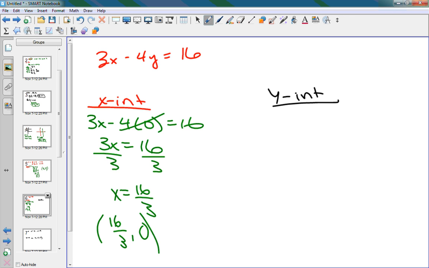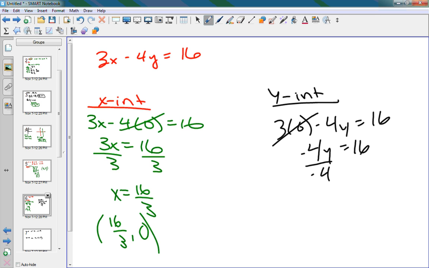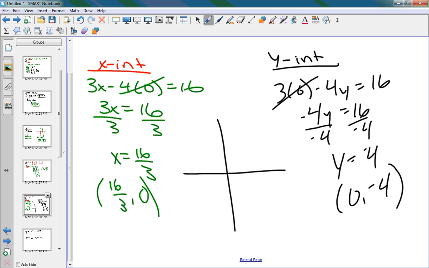How do I find my y-intercept? Plug in 0 for x. So that's gone. I'm left with negative 4y is equal to 16. Now what? Divide by negative 4. And I have y is equal to negative 4. So now what's my ordered pair? 0, negative 4. Are we good on that? Can I graph using my x and y intercepts? Yes. Here's going to be 0, negative 4. Here's 16 over 3, and there you go.